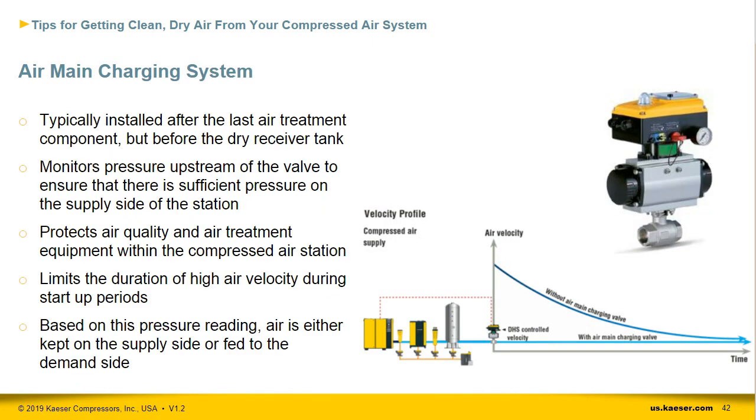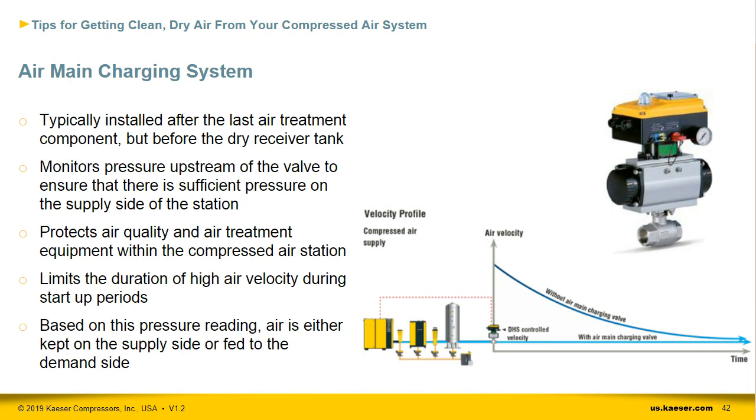So now that we've worked out how to get clean dry air, how do we make sure we keep it? Before we go into that concept further, it's important to understand that air treatment components have lower capacity at lower pressure. Since component sizing is done based on minimum operating pressures, usually in the 100 to 120 psi range, this means the air treatment is often overloaded during system pressurization.